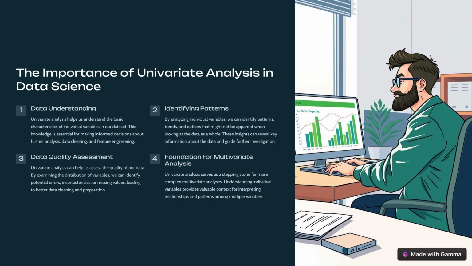So now let's dive into why univariate analysis is so important. Here are four key reasons: data understanding, identifying patterns, data quality assessment, and the foundation of multivariate analysis.